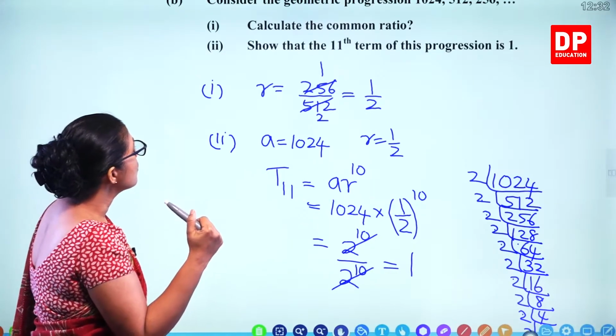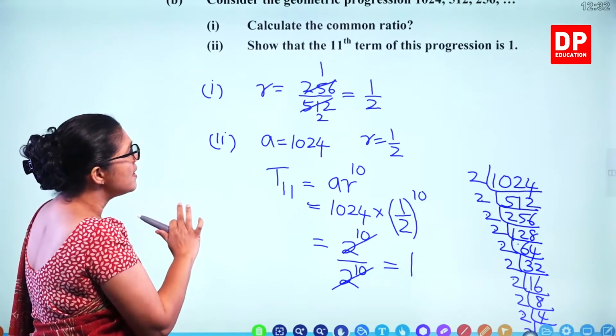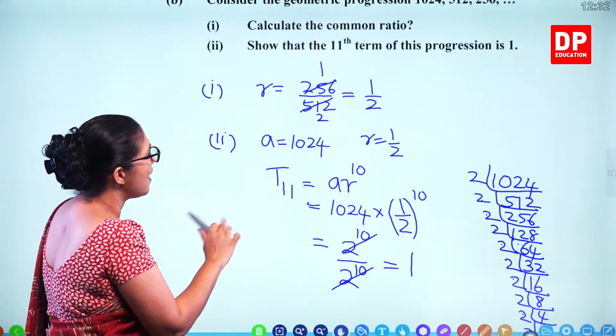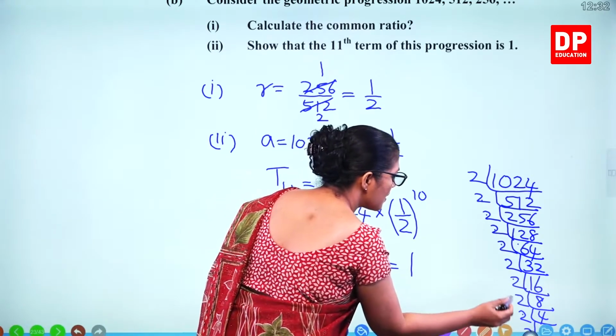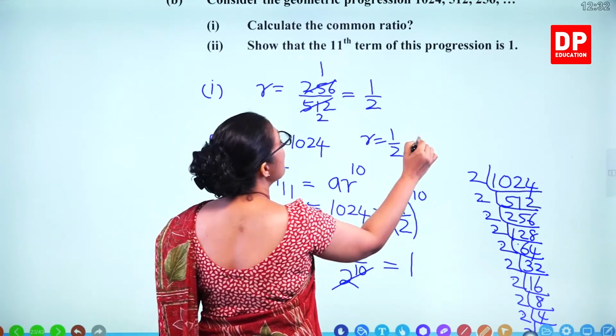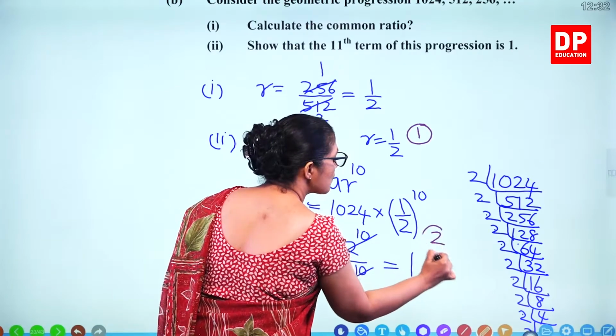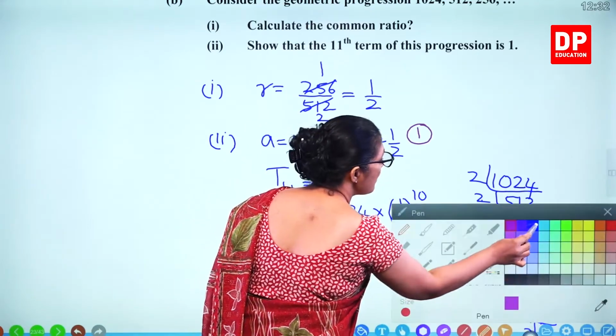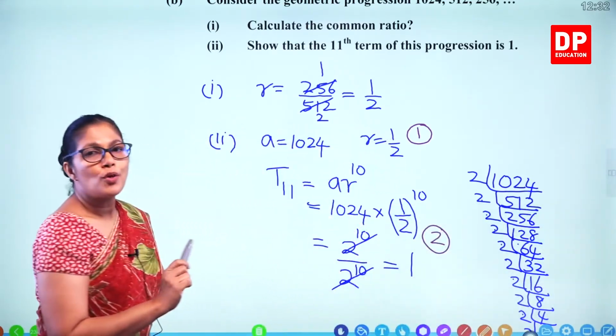So you got that. So how many marks? We gave 7 marks. There are 3 marks for this part. So 1 mark here and 2 marks for this one. So altogether 10 marks for the whole question.